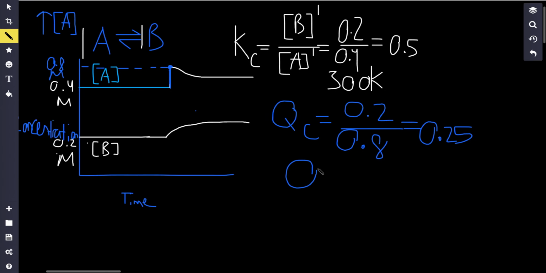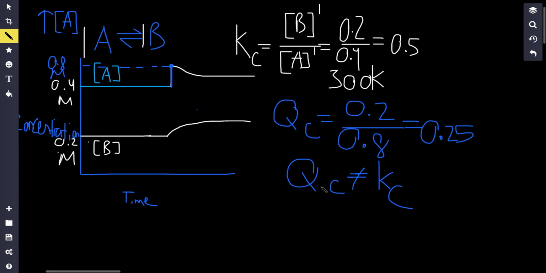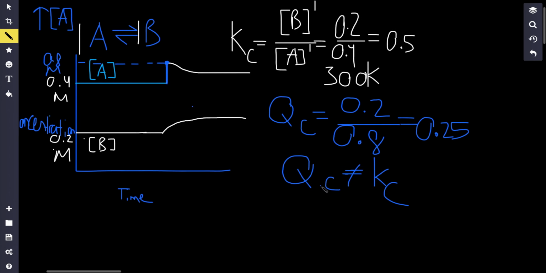Notice how the first thing that I notice is that the reaction quotient is not equal to my equilibrium constant at that temperature. And that implies that my reaction is not at equilibrium, right? Because the relative ratios are different. In addition, notice how Qc, my reaction quotient, is less than the equilibrium constant.